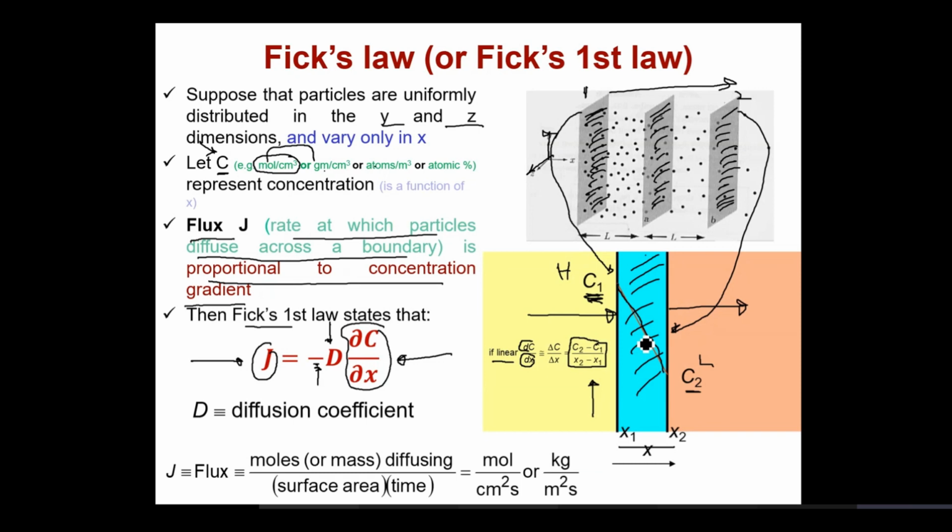Diffusion coefficient, as it says, is D, and flux is expressed as moles or mass diffusing per unit area per unit time. It could be moles per centimeter square per second or kg per meter square per second, depending upon how the concentration is being specified. All right.